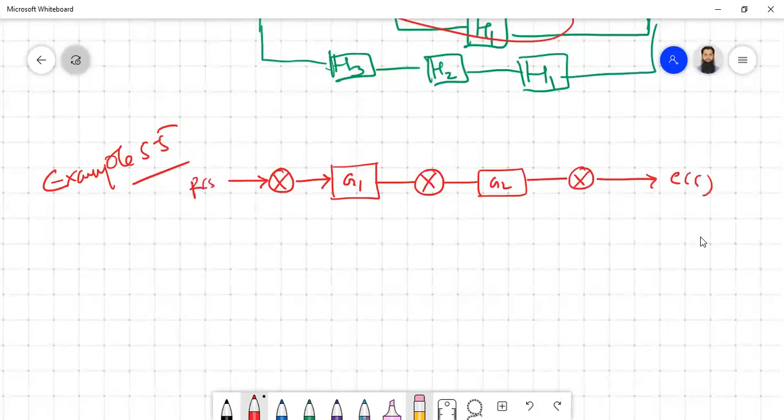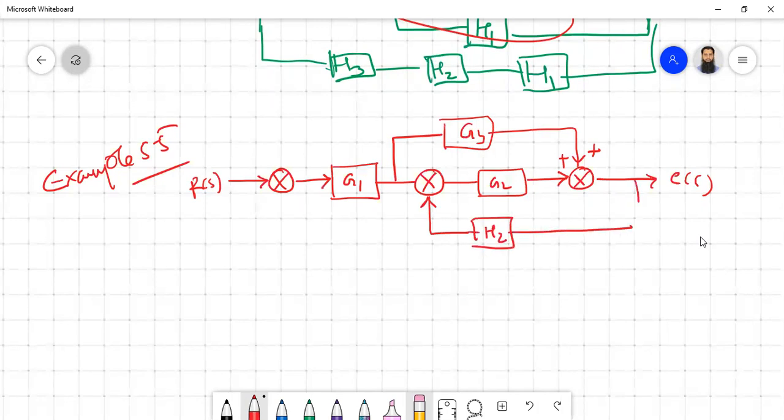Okay, so this is your RS. Then after G1, there is another block G3 that goes to this one, the plus sign, as well as this one is plus. And then from the output side, you have one coming here, feedback H2 from the output side. And one branch from here having H1, and that is going to this one. So this is plus minus, this is also plus minus.